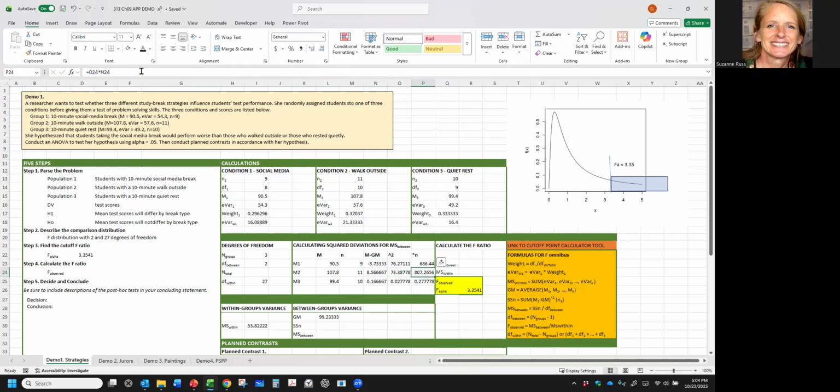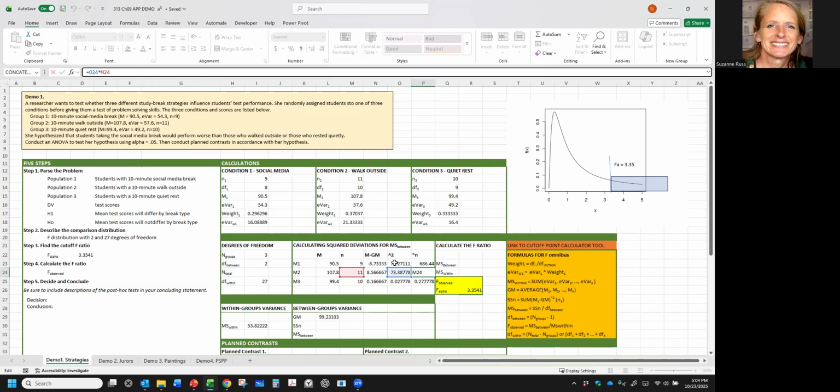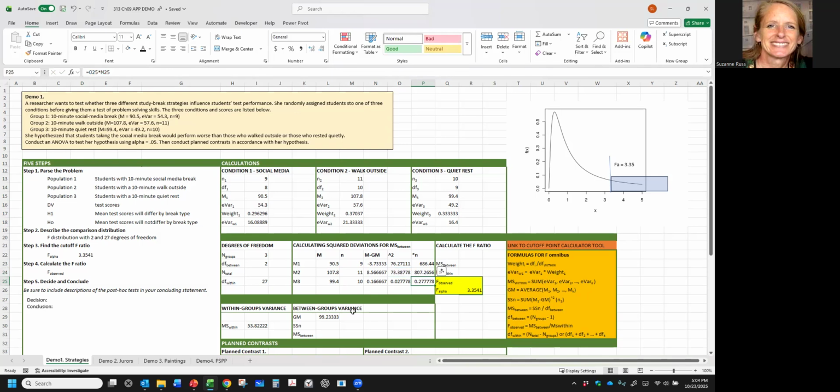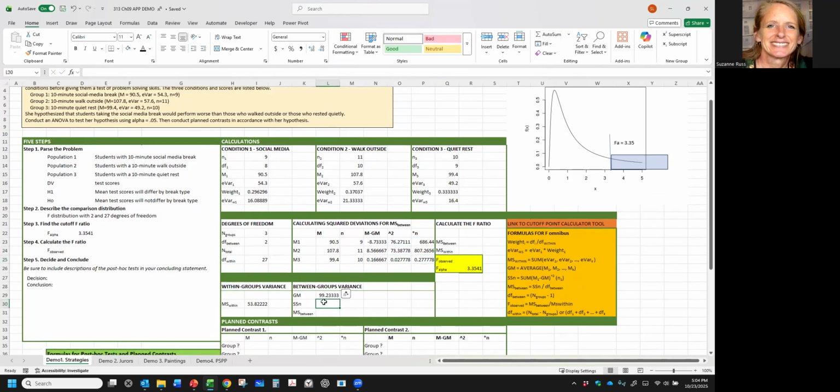Let's make sure I multiplied properly by n. And here we do have the squared deviation times n. All of these look really good. Now we can go ahead and sum that column. And again, we're summing this last column. We're taking our squared deviation and multiplying it by n.